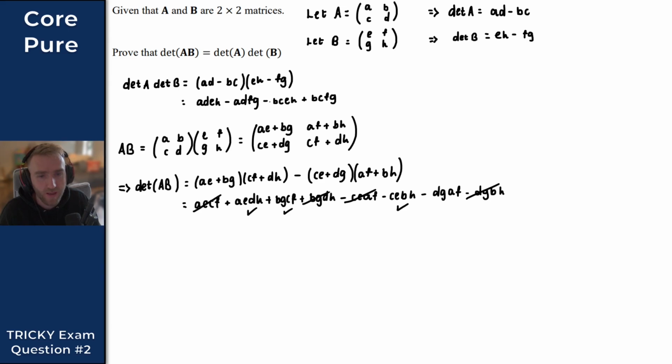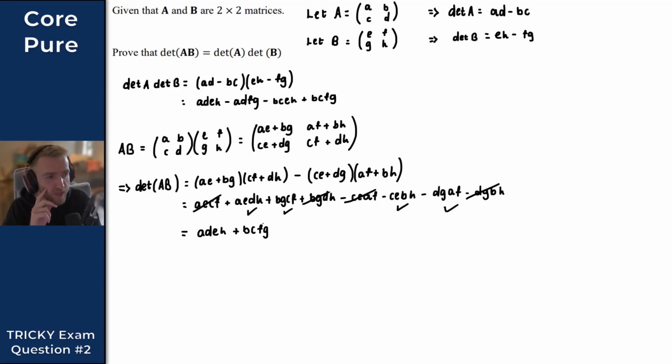So ADFG. Perfect. So what I'll do here then is write that in the same order, just so you can see how that matches up. So this is ADEH. Perfect. That's this term here. I've got BGCF. So that matched up to this one here, BCFG, right? So plus BCFG.